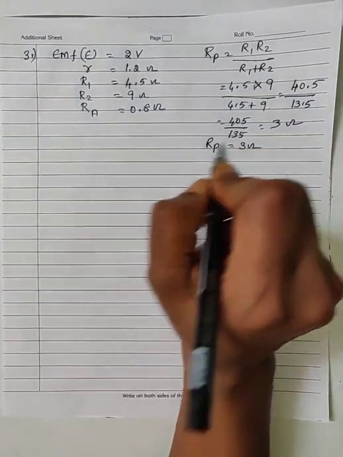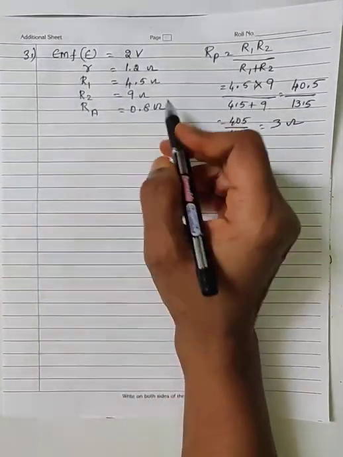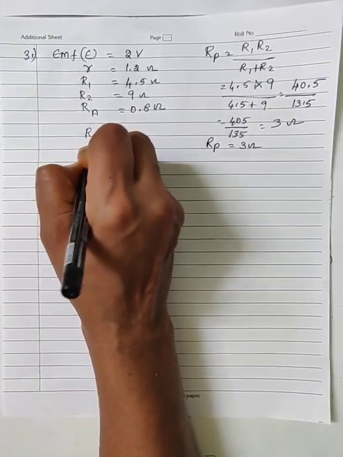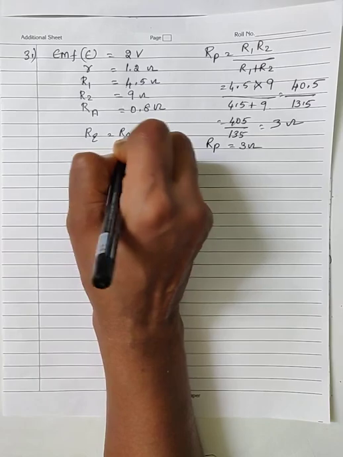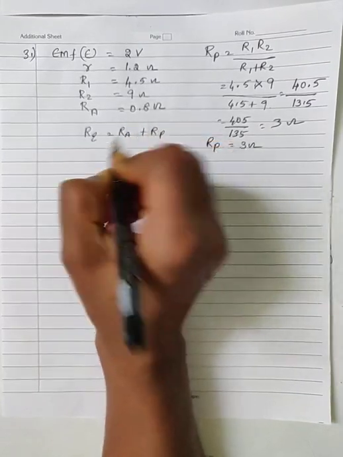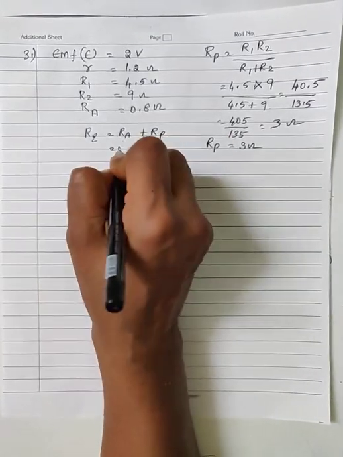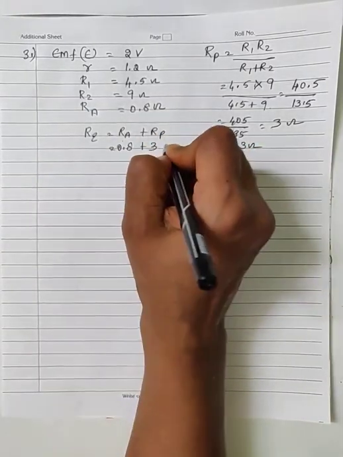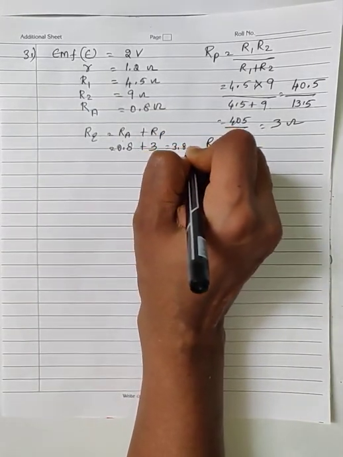Okay, and the 0.8 ohm is the resistance offered by the ammeter. So the effective value of the external resistance is equal to RA plus RP. That is the resistance offered by the ammeter plus the resistance of the parallel combination, which is equal to 3.8 ohm.